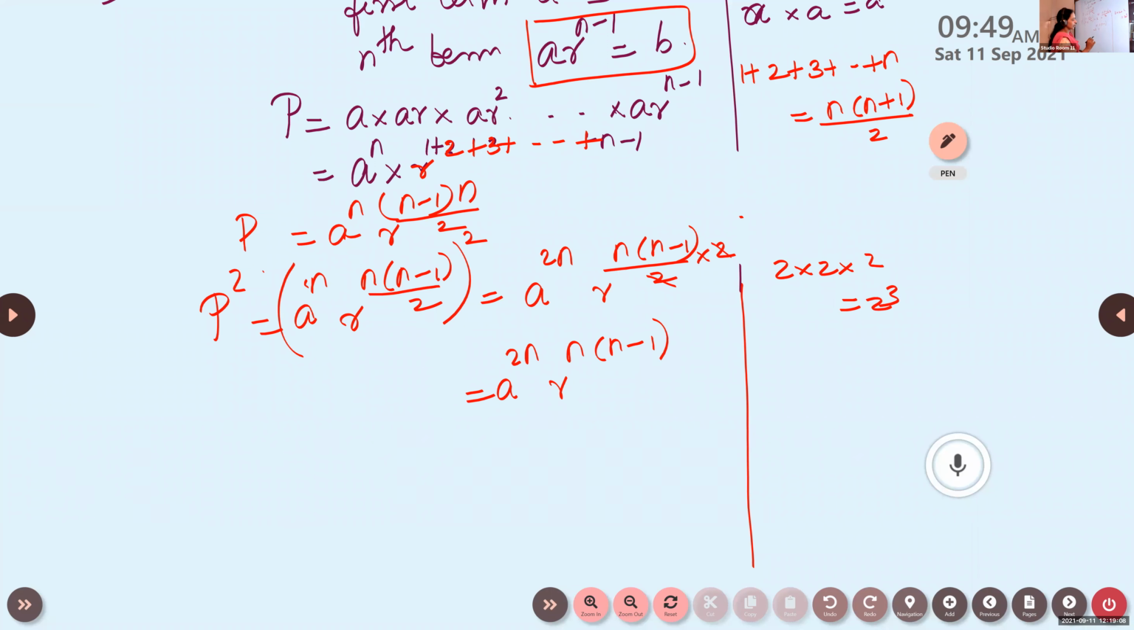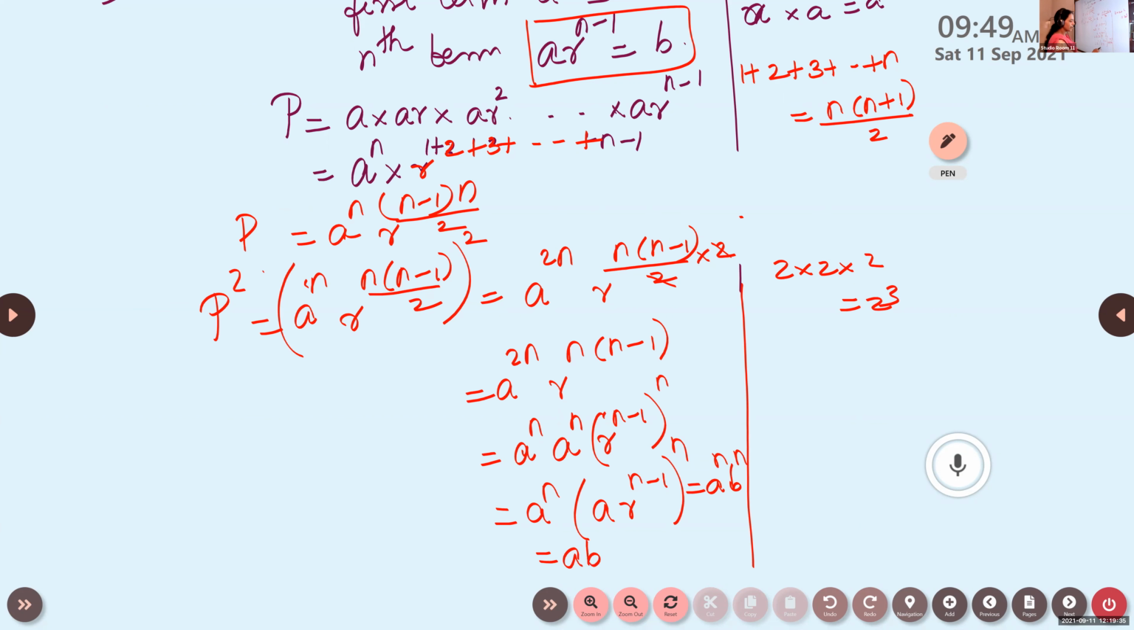So in order to arrange like this, what we do here: a raised to n into a raised to n, r raised to n minus 1 raised to n. Power to power means multiply the powers. Now this one we can write as a raised to n. Here we are grouping the terms and we write like this: a r raised to n minus 1 whole raised to n, which is the same as a raised to n into b raised to n, which is ab whole raised to n. Therefore, p square is ab whole raised to n.